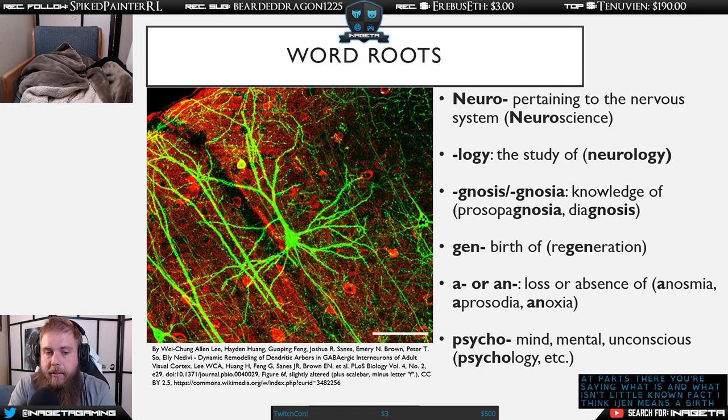Gen means the birth of, so regeneration would be fixing yourself, birthing the parts that are gone. To generate would be to make something or birth something, create something, all those good things. A or an are very common word roots we use in our language and also in science. Usually it refers to the loss or absence of something. So anosmia would be the inability to smell. Not the loss of your nose per se, but the loss of your sense of smell.